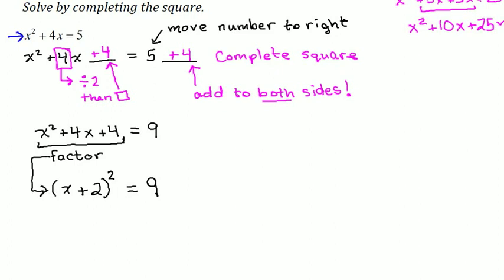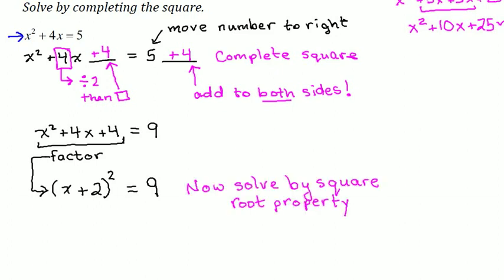The right-hand side does not change during this step. We now have an equation that we can solve by the square root property. The whole point of completing the square was to get it into this form of a squared expression is equal to a number. Now we can apply the square root property to set up two simple equations, x plus 2 equals the square root of 9, or x plus 2 equals minus the square root of 9.